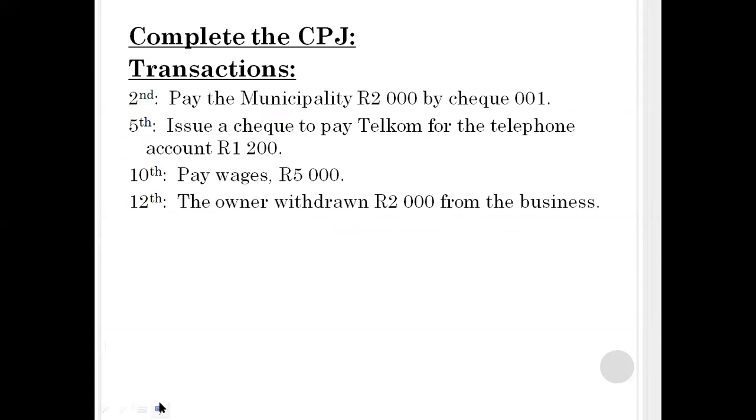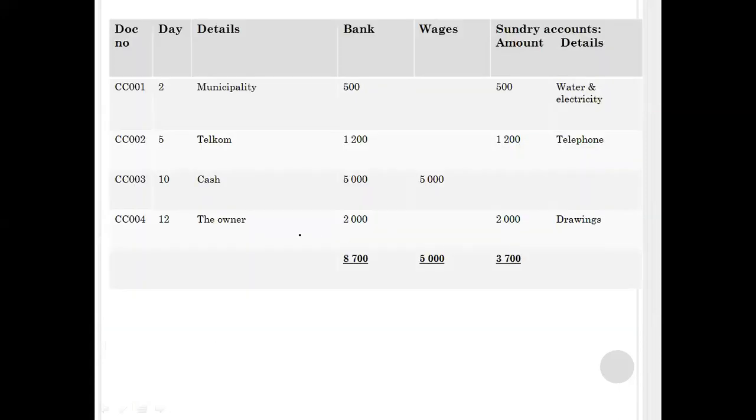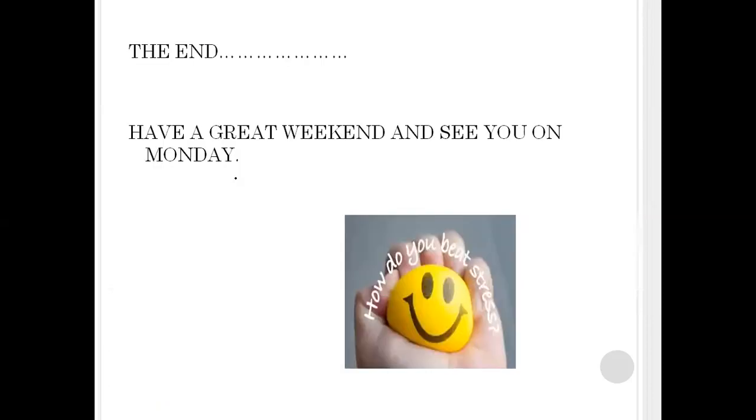And then just on this example to show you, remember when you have entered all your transactions in the CPJ, then you need to add up all these columns. So you need to add up bank to get a total, you need to add up wages to get a total, and you need to add up sundry accounts to get the total at the bottom. Okay. Basically, it's it for today.